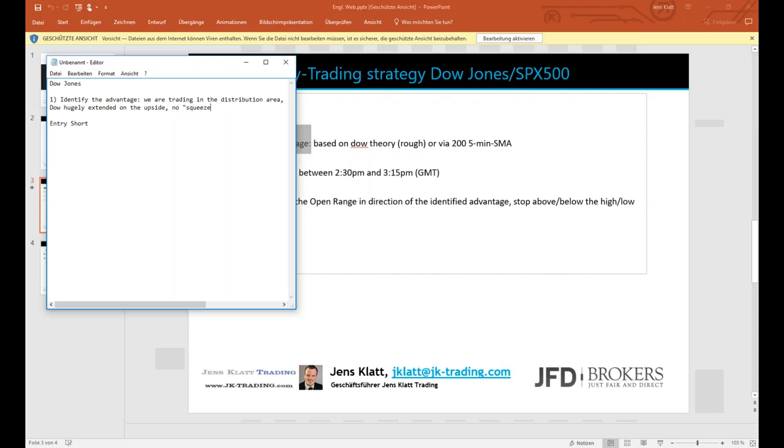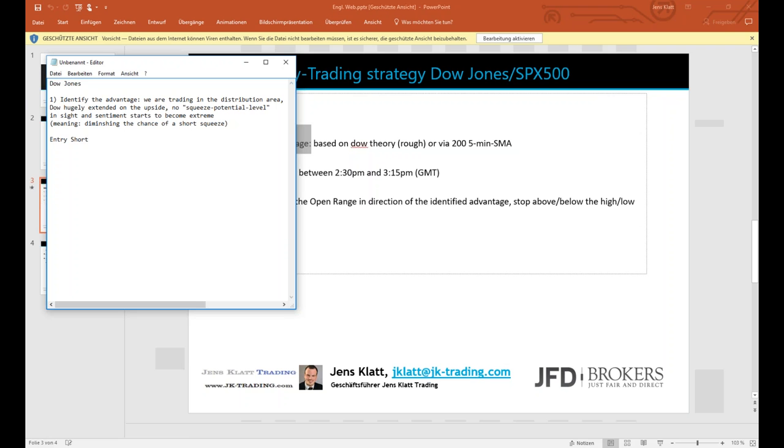Squeeze potential, and sentiment starts to become extreme, diminishing the chances of a short squeeze. So in this case, what I'm talking about is you get the feeling people throw in the towel. They just give up on trying to fade the momentum here.